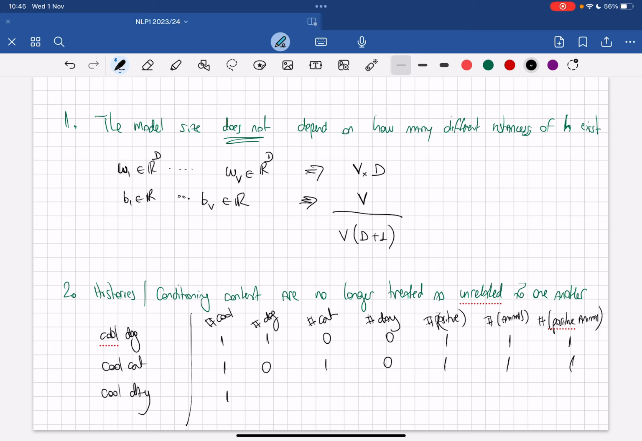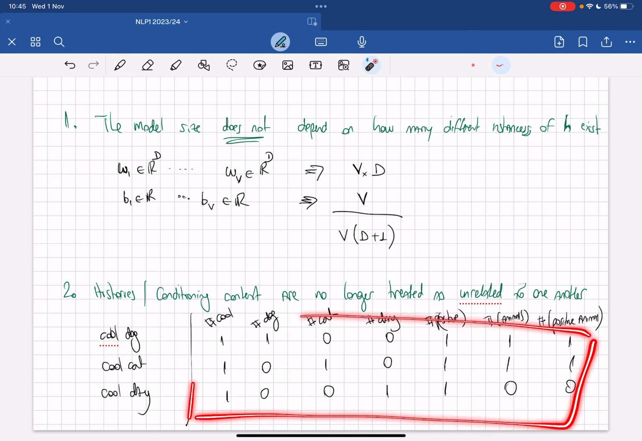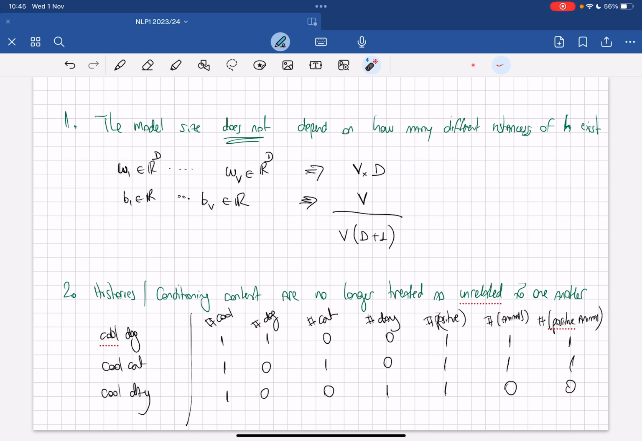And another cool one: no dog, no cat, a day. Positive, no animals, and no, it's not an animal, a phrase, a positive phrase about animals. So you see that these things that would otherwise be treated as completely independent in a tabular representation are here treated as points in some space, and there is some notion of neighborhood, right? Some notion of closeness. These things are the same along at least this one dimension. And these two phrases are similar along various dimensions, right?